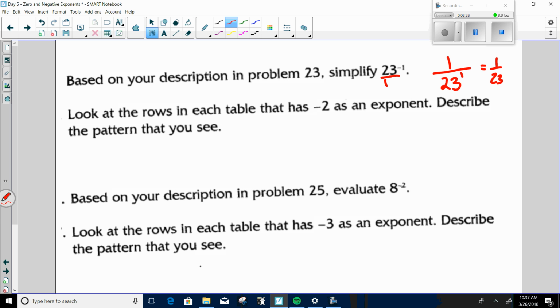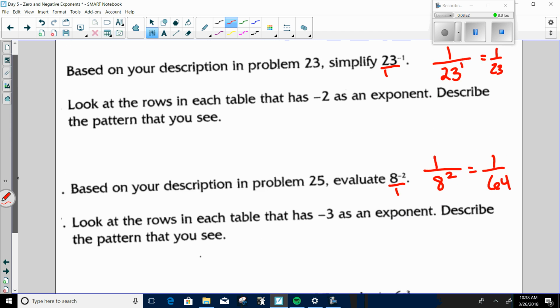Okay, look at this one. Evaluate 8 to the negative second. Well, that would become 1 over 8 to the second power, or 1 over 8 times 8, which is 64. Again, that negative exponent, we make it a fraction, we move it to the bottom. Okay.